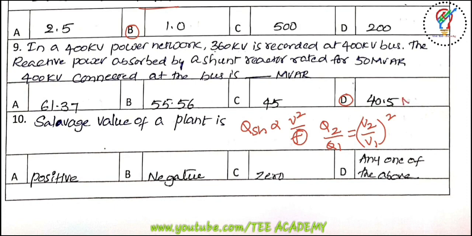That is 40.5 MVAR. Next one: the salvage value of a plant may be a positive value, a negative value, or a zero value, anything. So the answer for this question is any one of the above. Let's move to the next page.